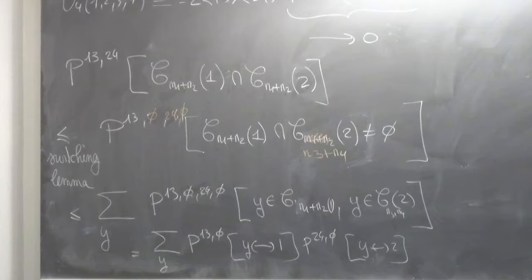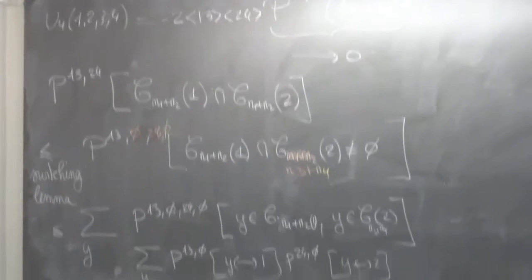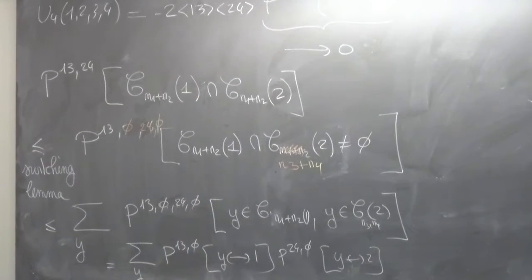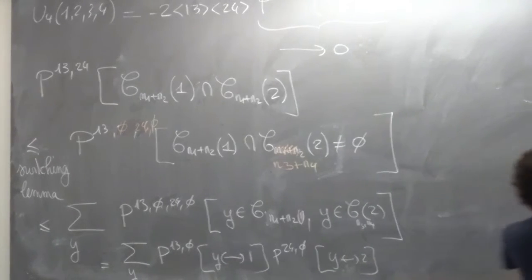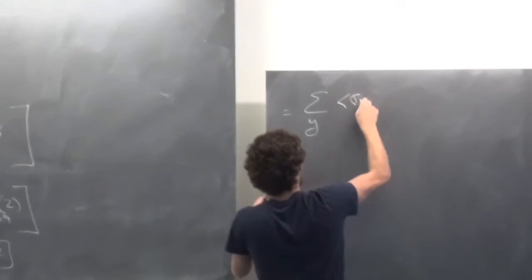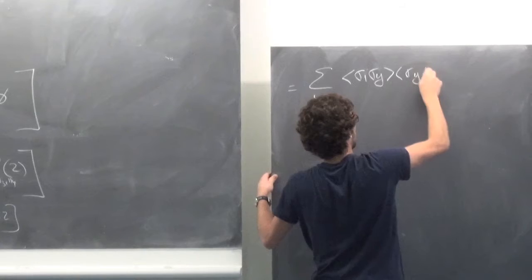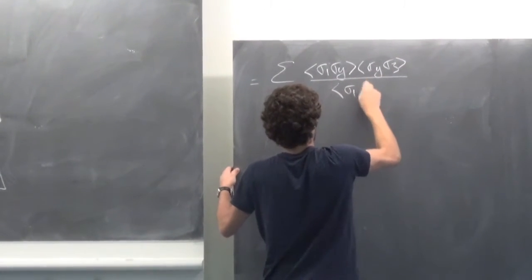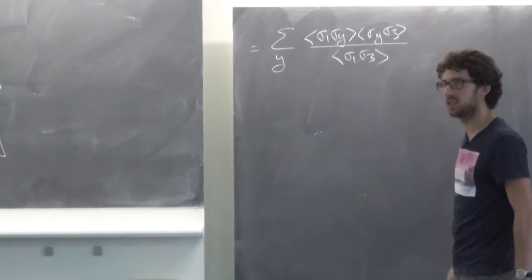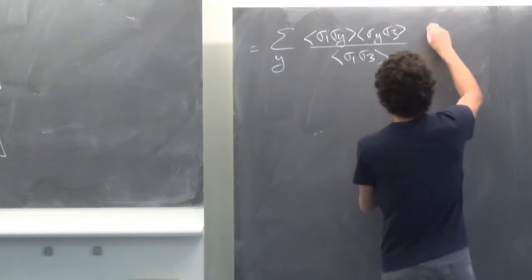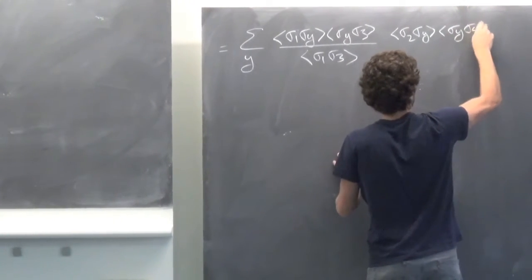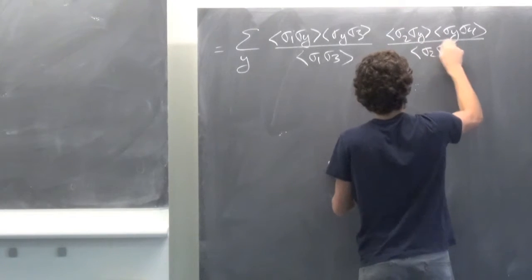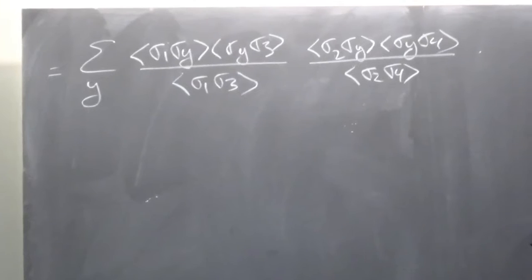And this one, you can really do. This maybe I even did it, no? I don't remember if I did it as an application of the random. Yeah, I did it when I wanted to prove Simon's inequality. I use a switching lemma to say this quantity is equal to what? Is equal to sigma 1, sigma y, sigma y, sigma 3, divided by sigma 1, sigma 3. We did exactly that in Simon's inequality. And the other one is sigma 2, sigma y, sigma 4, over sigma 2, sigma 4. Okay?